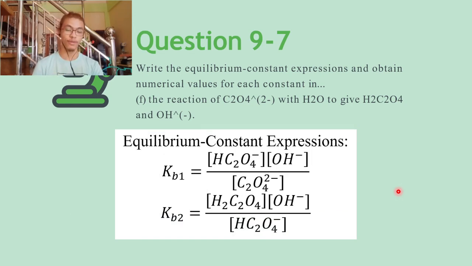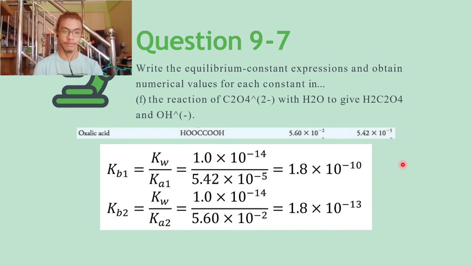So since again we have two equilibrium equations, we have two equilibrium constant expressions. First is for the formation of the HC2O4 minus, and then the next is for the formation of the oxalic acid. Since this is a basic dissociation because of the formation of the hydroxide ions, we need to solve first for the Kb.